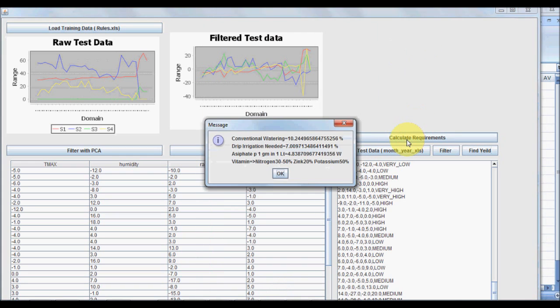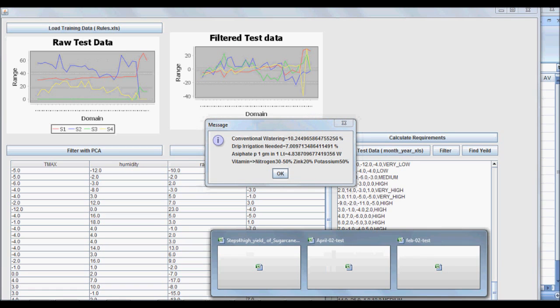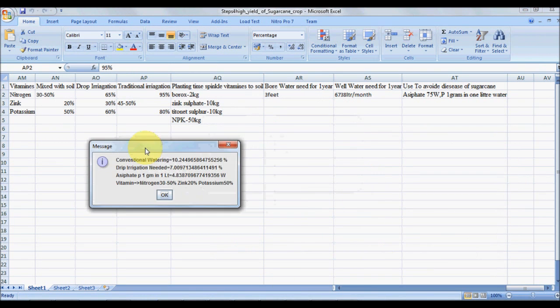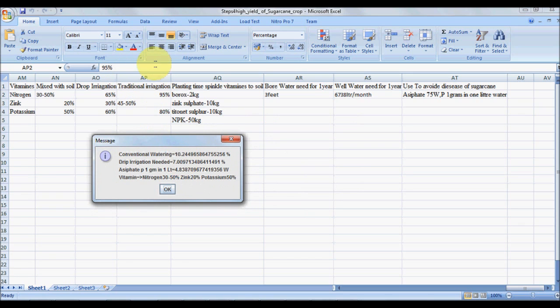If we go for the requirement, it shows that the conventional watering required for this month, because the observed rainfall was quite heavy in February, would be only 10%. Compare this finding with the conventional data provided by the agricultural department. We would have traditionally used 95% of water. Instead of that, now we'll be using 10% of water. So we exactly know how much percent of water we should be using as far as irrigation is concerned.